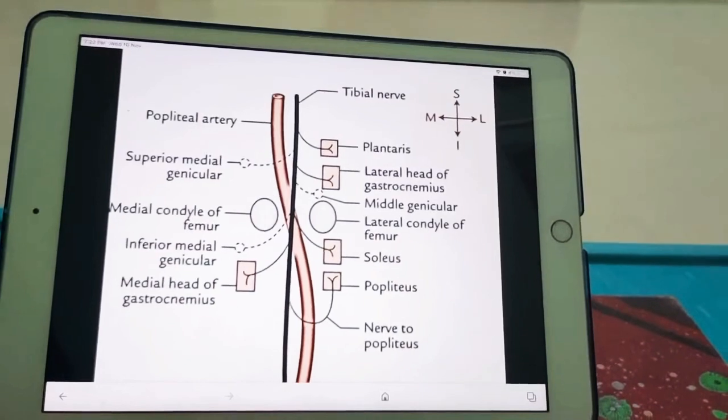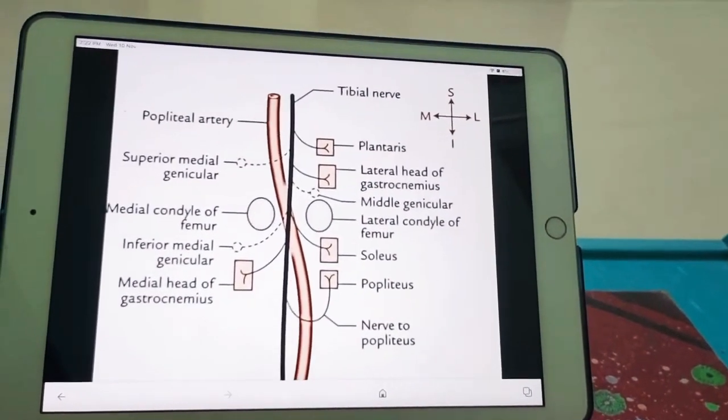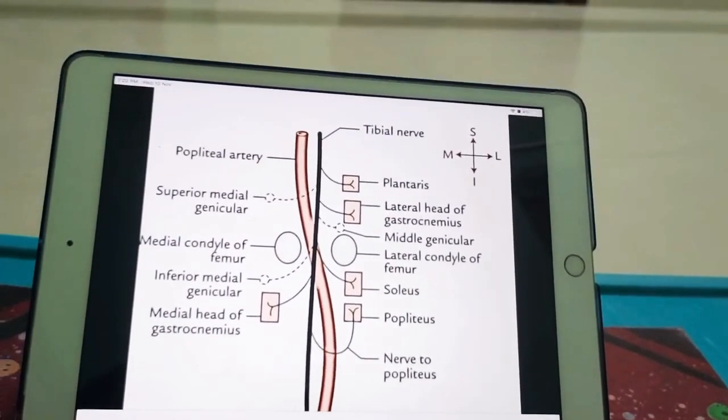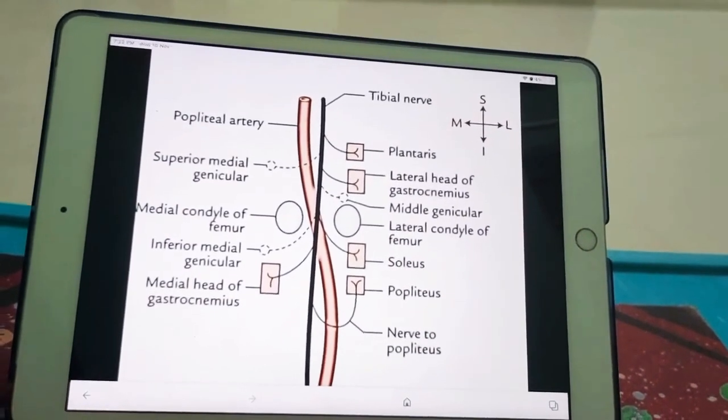In the next video, we'll discuss the common peroneal nerve, which is the last part of this lesson, that is our popliteal fossa.